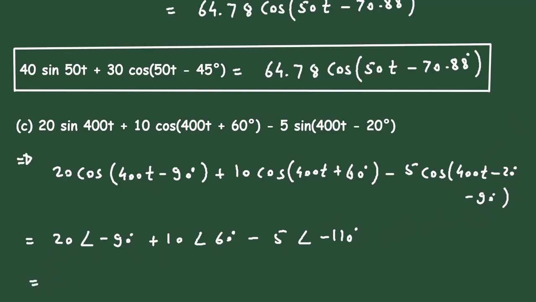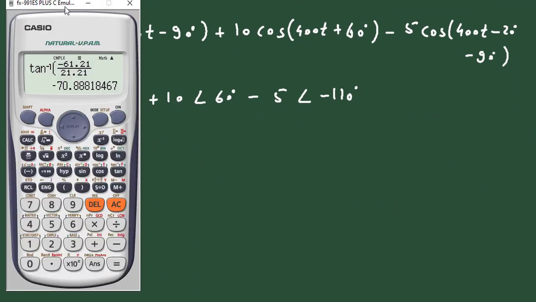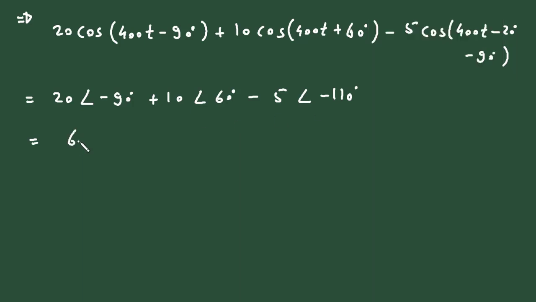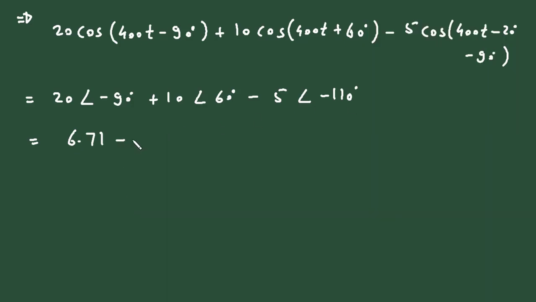Now we can convert this into rectangular form directly, or we can directly solve this in calculator. So let's solve this in calculator directly. 20 at an angle minus 90 plus 10 at an angle 60 minus 5 at an angle minus 110. So this is equal to 6.71 minus 6.64 J.